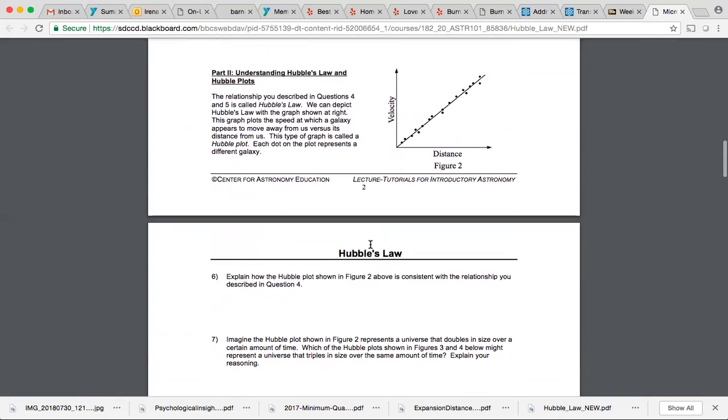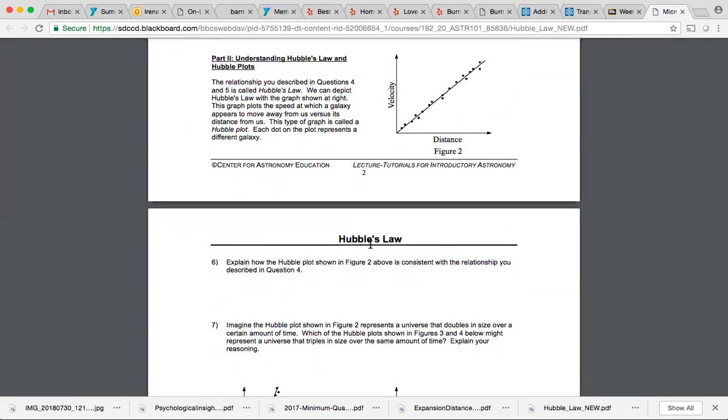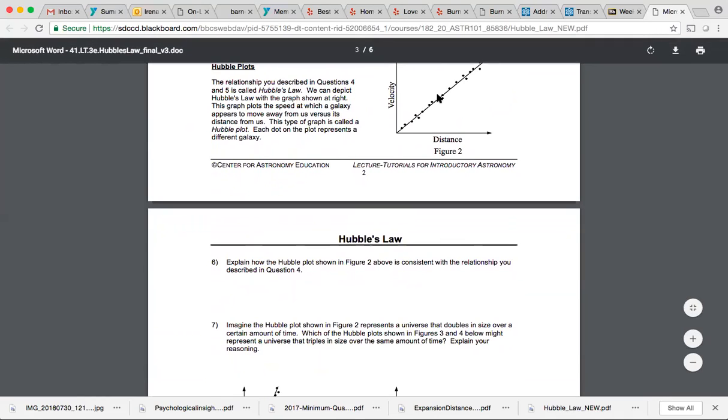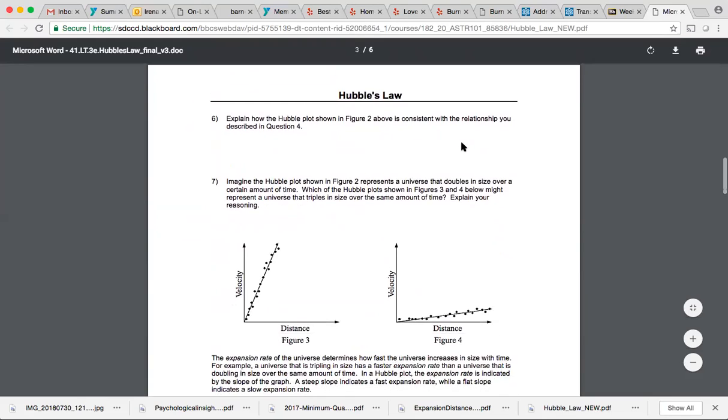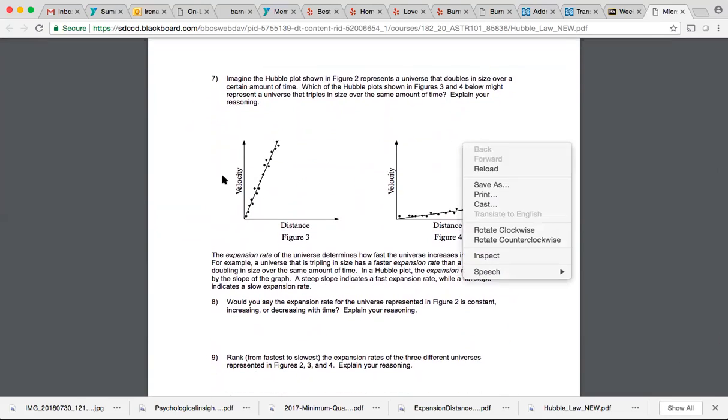Okay, very good. Now, how about question 6? The Hubble plot in figure 2 shows the relationship that as you go further away, your velocity increases, as we've seen in figure 1. Exactly, very good. So this is exactly the relationship we are talking about in this graph: the further out something is, the faster it will be moving. Okay, very good. Now we are starting on harder things. How about questions 7, 8, 9?